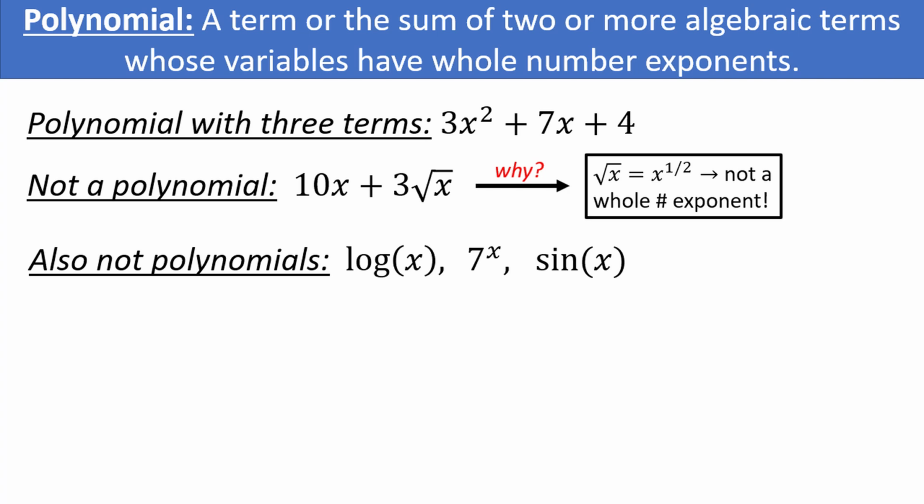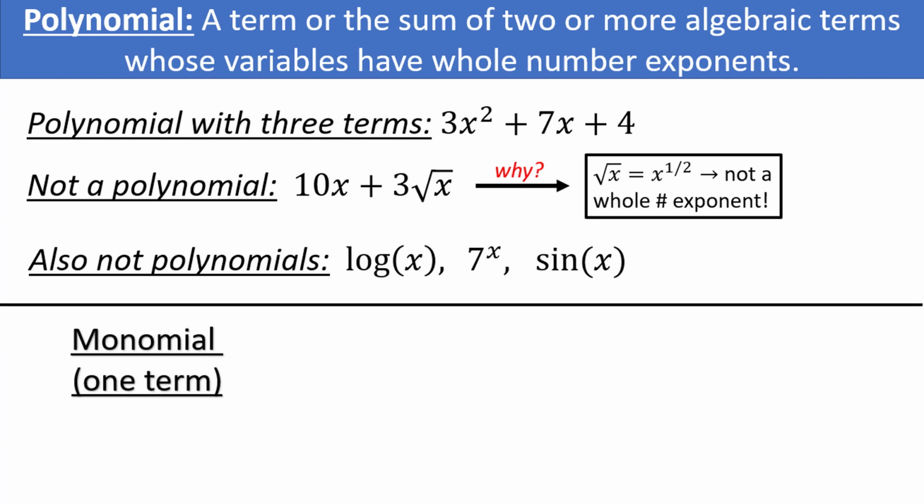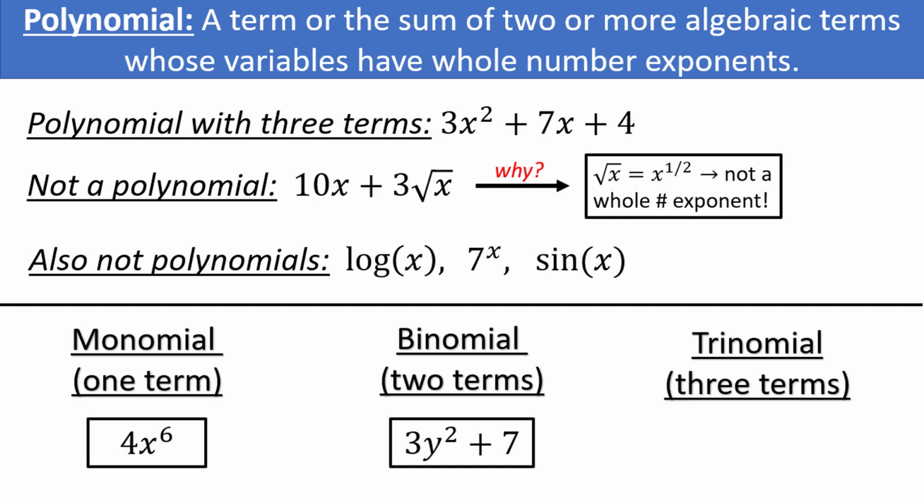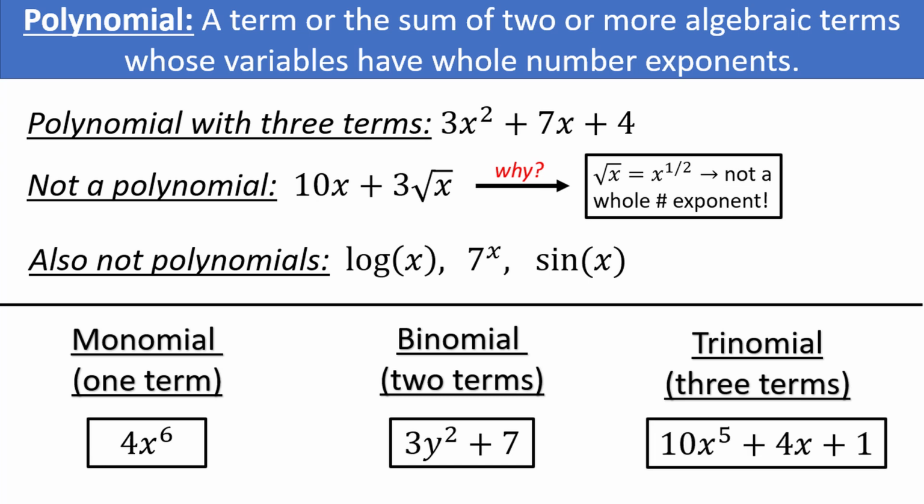Polynomials are classified by the number of terms that they have. Polynomials with one term are called monomials, such as 4x to the 6th power. Polynomials with two terms are called binomials, such as 3y squared plus 7. Polynomials with three terms are called trinomials, such as 10x to the 5th power plus 4x plus 1. Polynomials can have more than three terms, but we generally do not have a special classification for them if there are not 1, 2, or 3 terms.